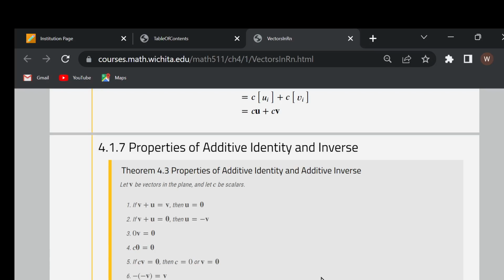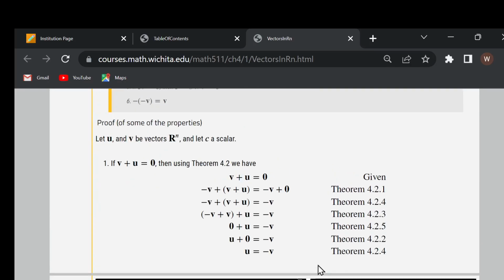That 0 times any vector is the 0 vector. That a constant multiple of the 0 vector is always the 0 vector. And that if a constant times a vector is the 0 vector, then either the constant was 0 or the vector was the 0 vector. Do these properties make sense to you? And that the additive inverse of the additive inverse of a vector is itself, for example. Okay, well, let's look at how we might prove one of those.